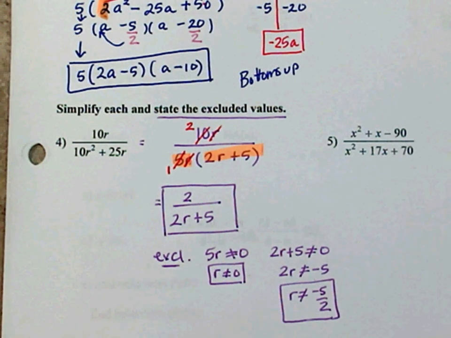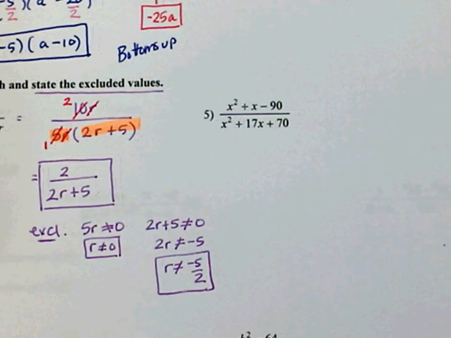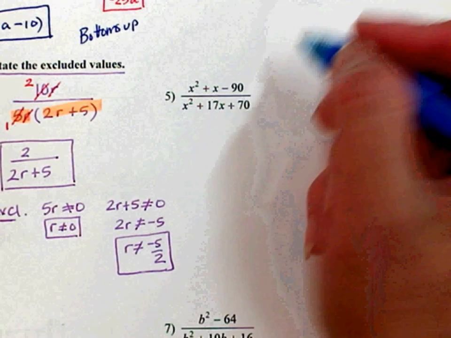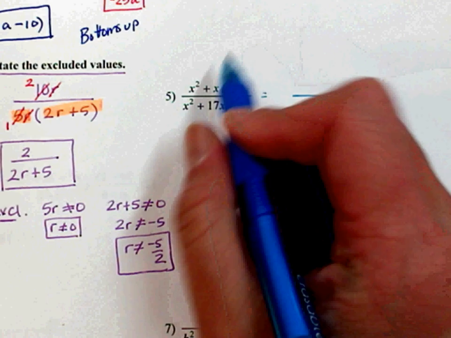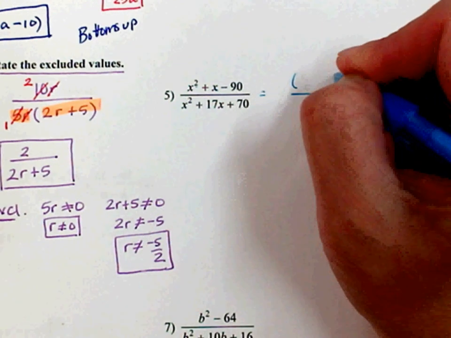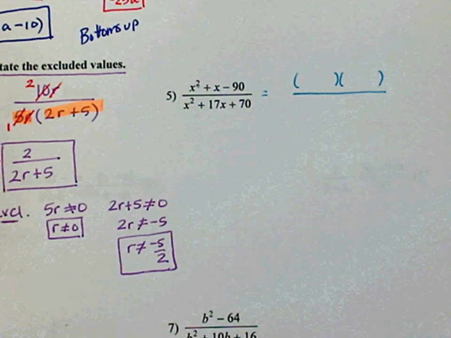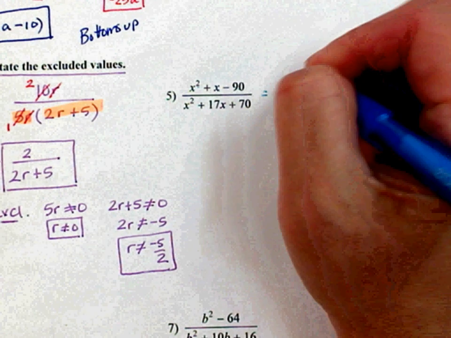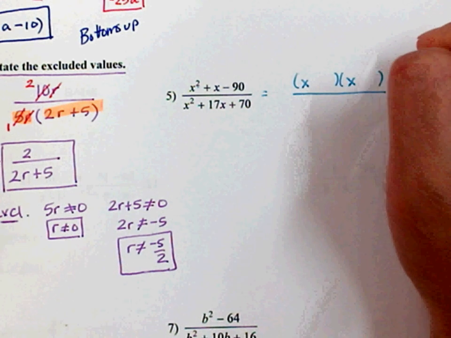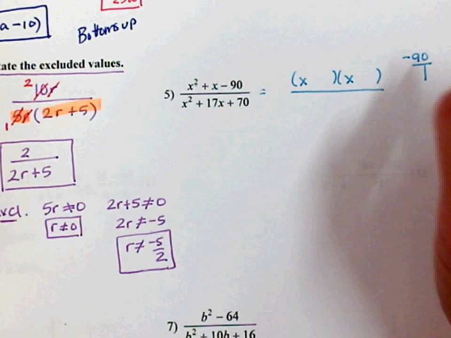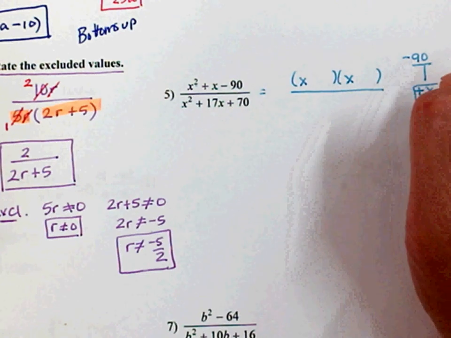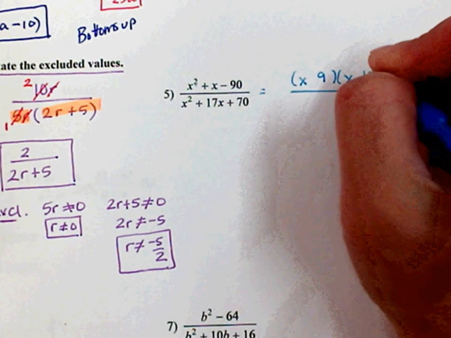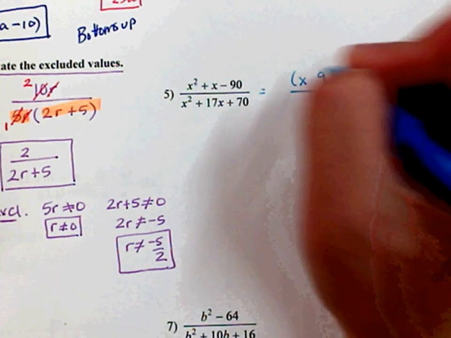Okay? All right, let's go to number 5. Here we go. Let's go ahead and factor. 1, 2, 3. Two sets of parentheses. Factors of x squared is x and x. Two numbers that multiply to give you negative 90, and it's going to subtract to give you 1. That'd be 9 and 10. Positive, so the big one is positive, the little one's negative.